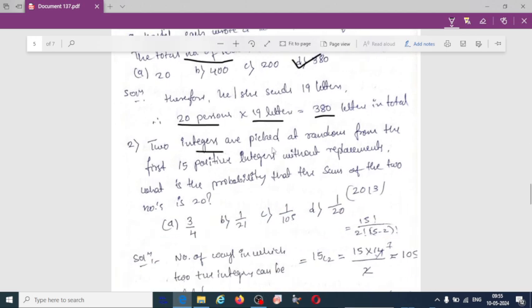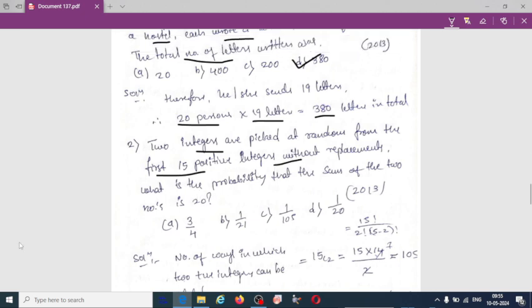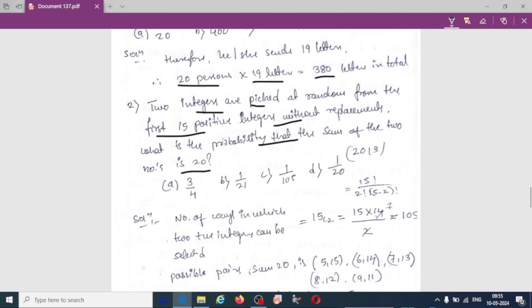Next: two integers are picked. Some questions may be twisted, so you need to read the question carefully and then try to solve. Two integers are picked at random from the first 15 positive integers without replacement. Picked means selected, so obviously it is a combination. What is the probability that the sum of the two numbers is 20? So here both are involved: combination, and probability you have to calculate.